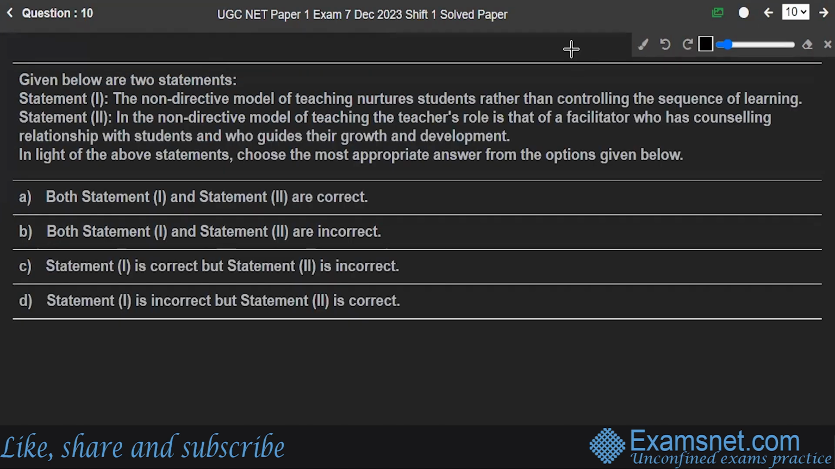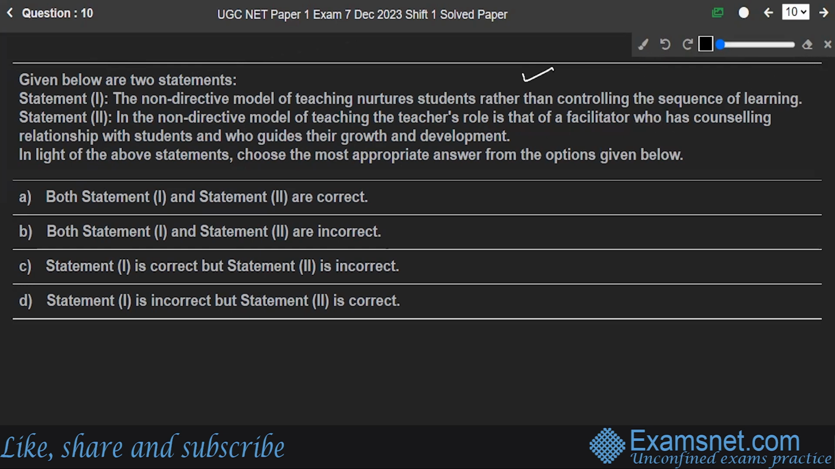Hope you got that. Let's move to the next question. Question number 10: given below are two statements. Statement 1 says the non-directive model of teaching nurtures students rather than controlling the sequence of learning. And statement 2 says in a non-directive model, the teacher's role is that of the facilitator who has a counseling relationship with students and who guides their growth and development. Okay, so first statement.